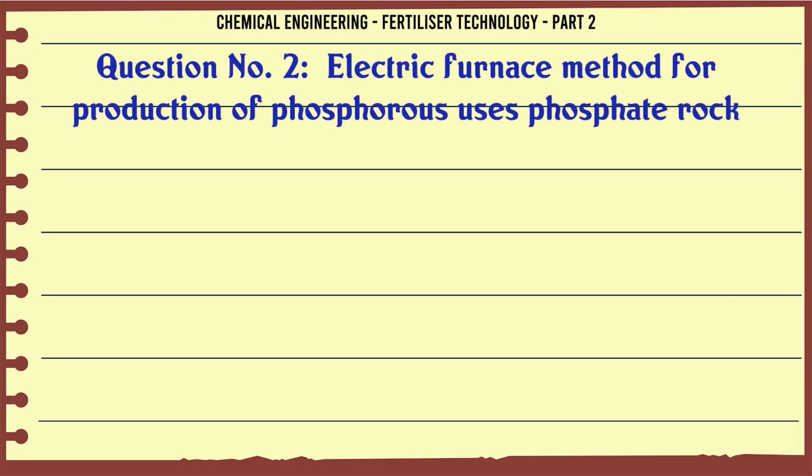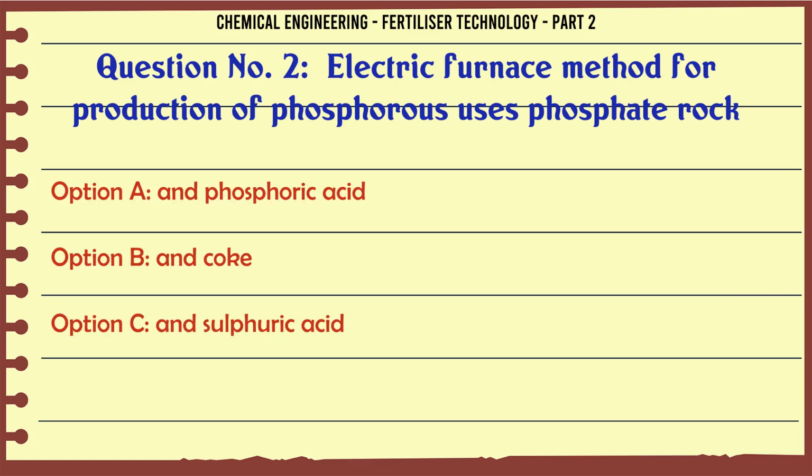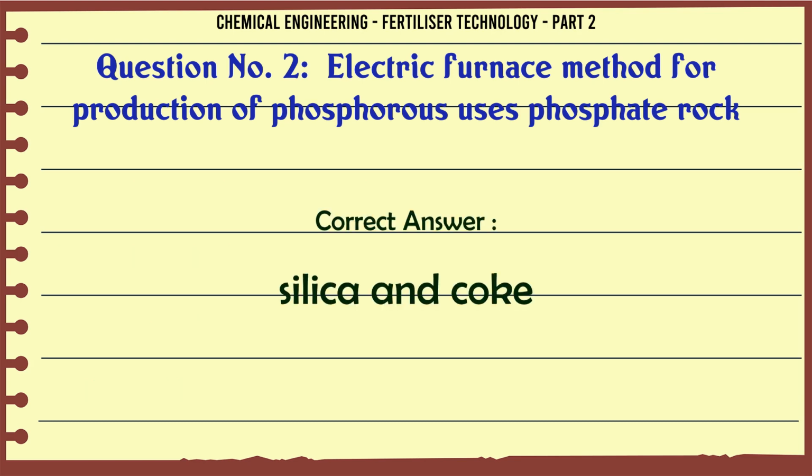Electric furnace method for production of phosphorus uses phosphate rock, A. and phosphoric acid, B. and coke, C. and sulfuric acid, D. silica and coke. The correct answer is silica and coke.